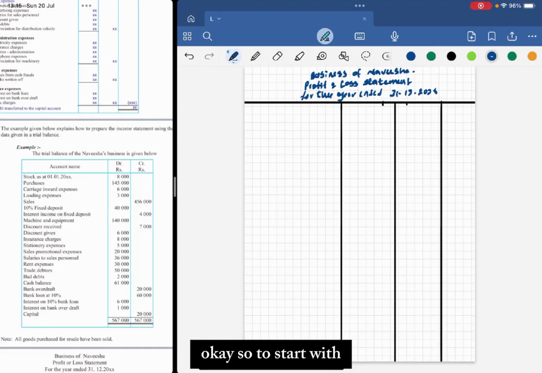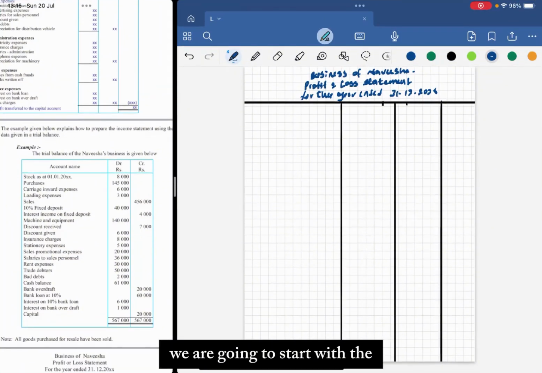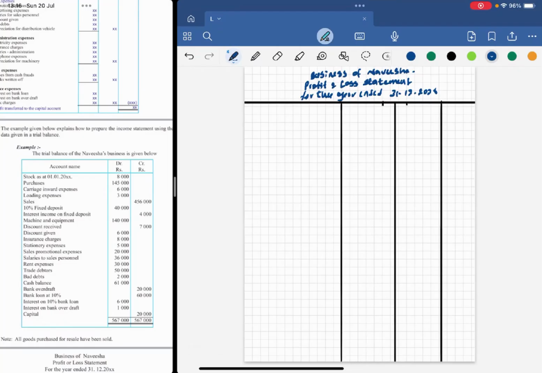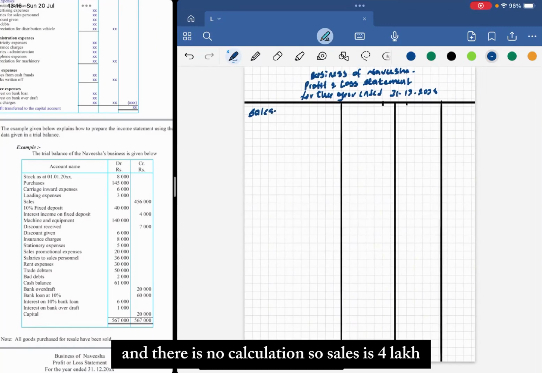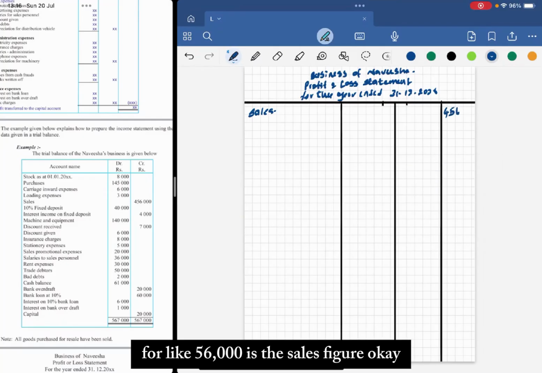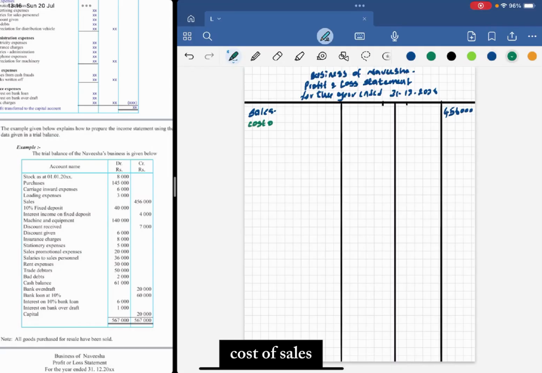To start with, we are going to start with the sales figure. There is no calculation. Sales is 4,56,000. Then we will have to calculate the cost of sales.